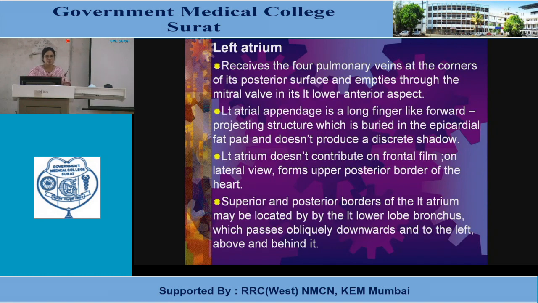The left atrium does not contribute anything on the frontal view. However, on the lateral view, it forms the upper posterior border of the heart. Superior and posterior borders of the left atrium may be located by the left lower lobe bronchus. You can see that the left lower lobe bronchus will pass obliquely downwards and to the left, above and behind the left atrium. So the boundaries of the left bronchus will tell you where the left atrium is situated.